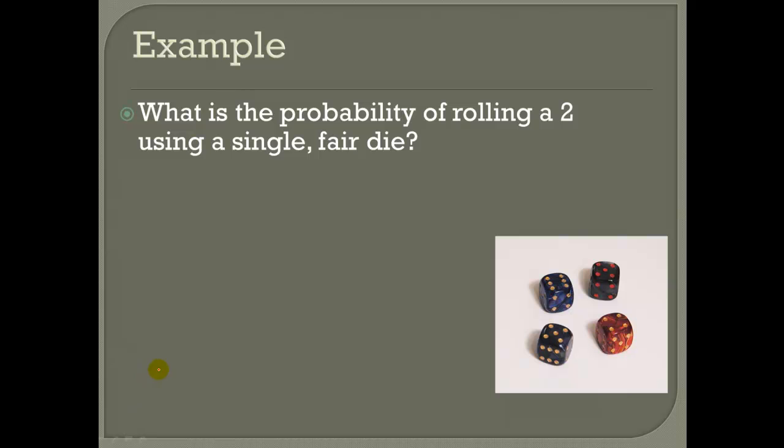So if we were looking at another thing, we often use examples with dice rolling. If we were looking at the probability of rolling a particular number on a single fair die, again, it has to be a fair die, meaning it has an equal chance of every side coming up. So let's say we're interested in determining the probability of rolling a 2 using a single fair die.